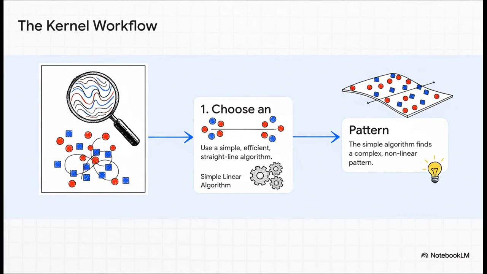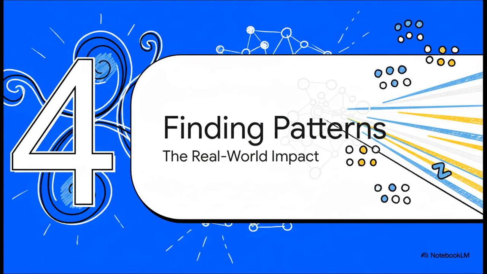So in practice, the workflow is just beautiful in its simplicity. First, you choose a kernel function. Think of it as picking the right mathematical lens to view your data. Then, you plug that into a standard, efficient, linear algorithm, like a support vector machine. And boom, that simple algorithm, supercharged by the kernel, can now find an incredibly complex, nonlinear pattern in your original data. And the impact of this one simple idea is really hard to overstate.